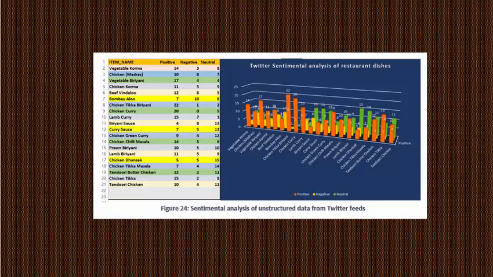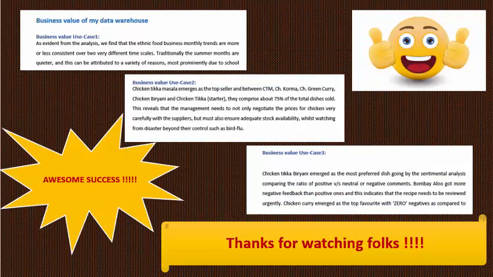And last but not the least, here is the Twitter sentimental analysis. It is an awesome graph. It gives us all the dish names and the positive, negative, and neutral comments relating to these dishes in this lovely tricolored bar chart. It's a three-dimensional bar chart, which pretty much brings us nicely to the end of my slideshow.